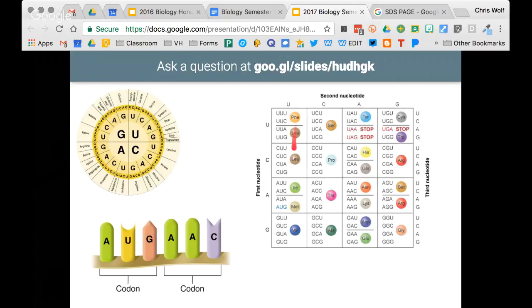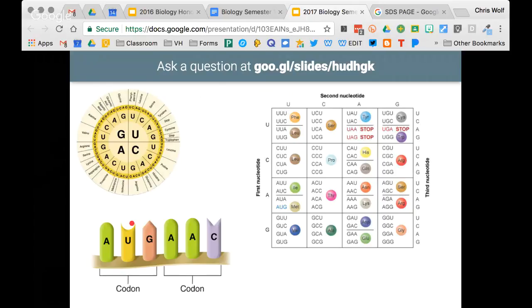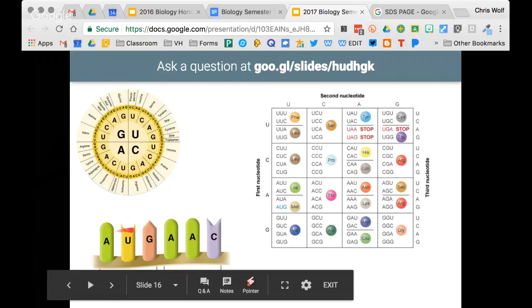So these amino acids all have a specific mRNA code that code for them. And again, this mRNA code comes from the code found in DNA. And that's incredibly important. The code of DNA, the order of nucleotides in DNA, determines the order of amino acids in a protein.